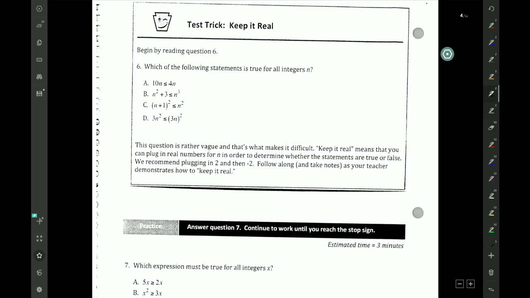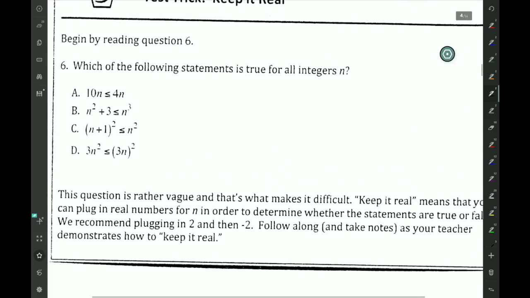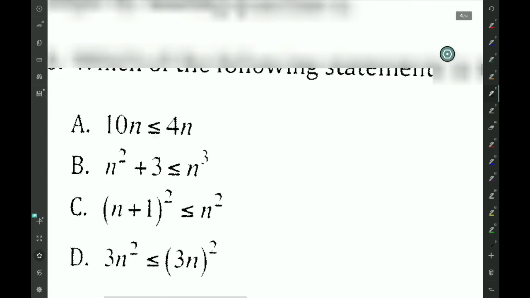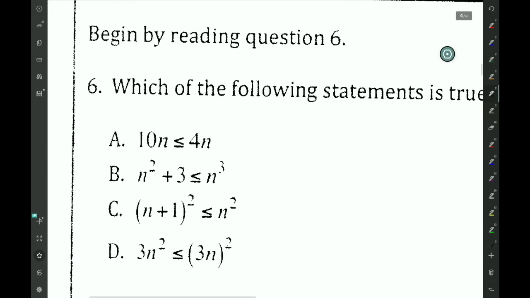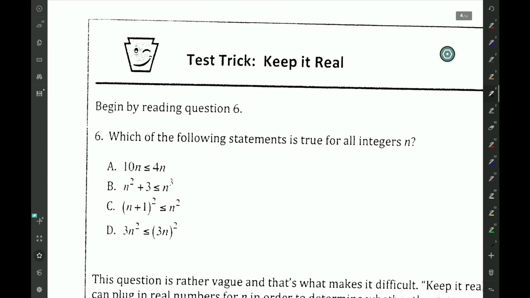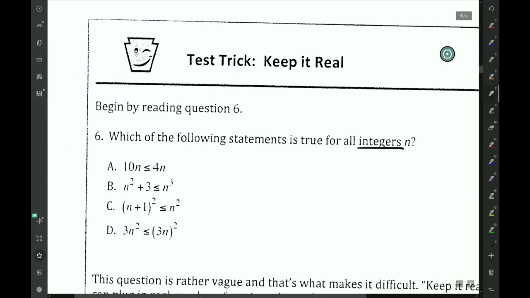The next piece is dealing with keeping it real, okay? These are questions that students look at and it is just scary off the bat, okay? 10n less than or equal to 4n, oh my goodness, but it's really gonna be okay. For all integers, n, first you need to know what an integer is, okay? Integers, if anyone recalls, are negative and positive numbers, okay? No decimals.